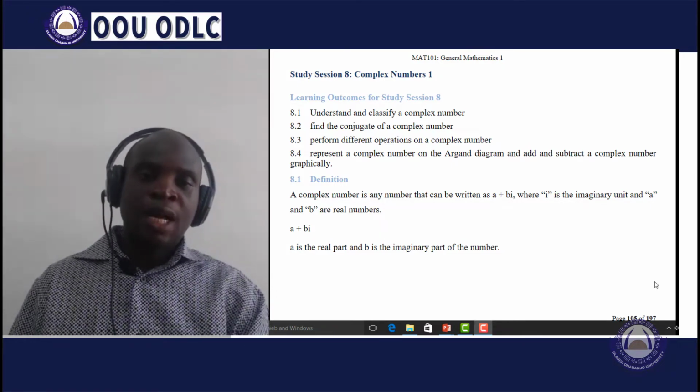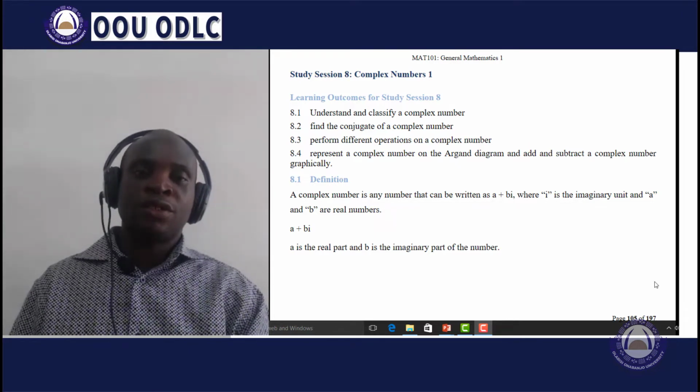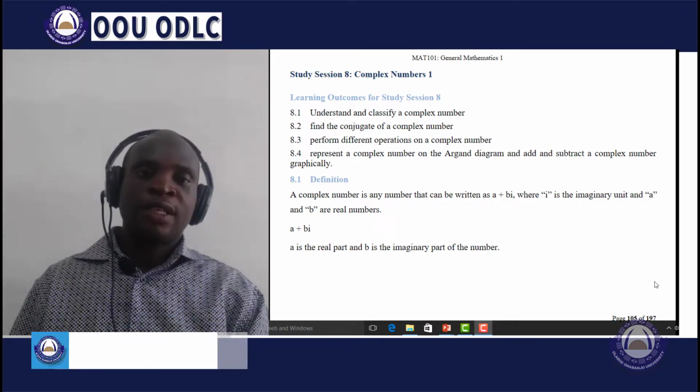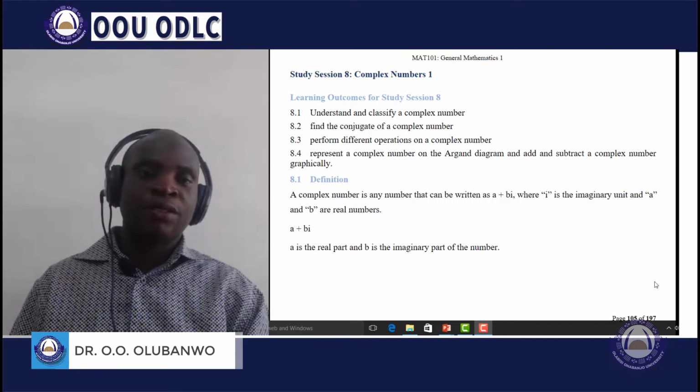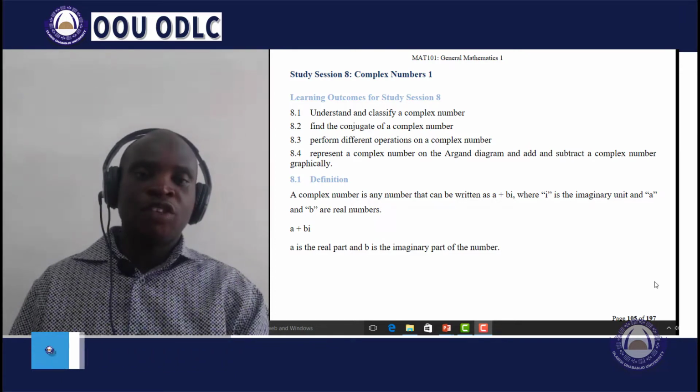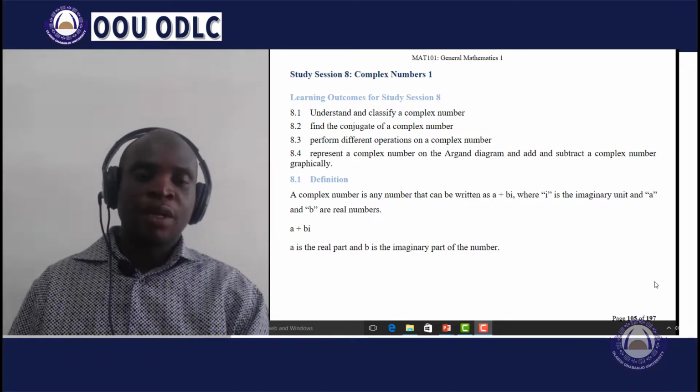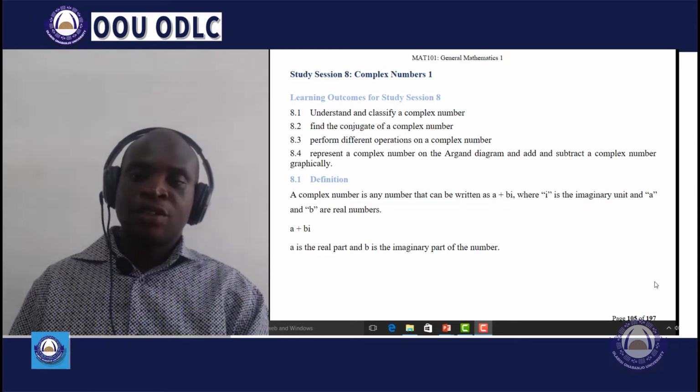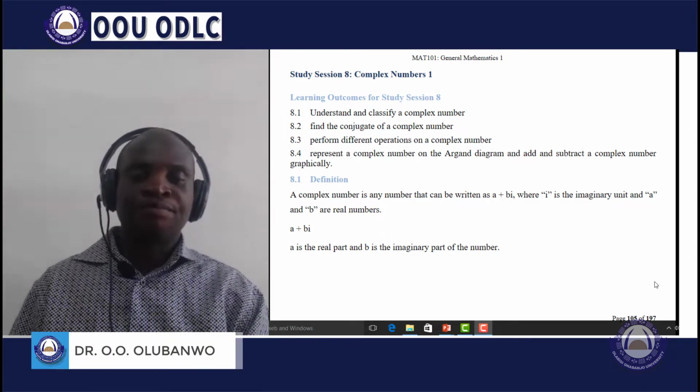Our learning outcomes for this study are: 1, to understand and classify complex numbers; 2, to find the conjugate of a complex number; 3, to perform different operations on complex numbers; and lastly, to present a complex number on the Argand diagram and add and subtract complex numbers graphically.